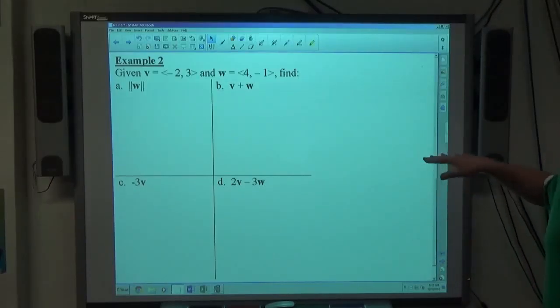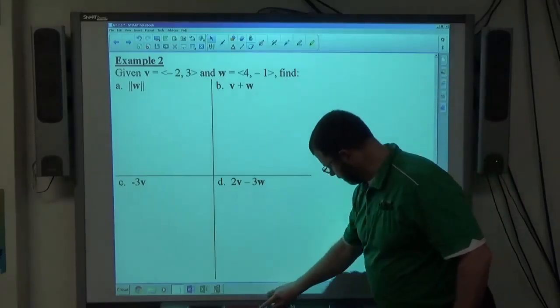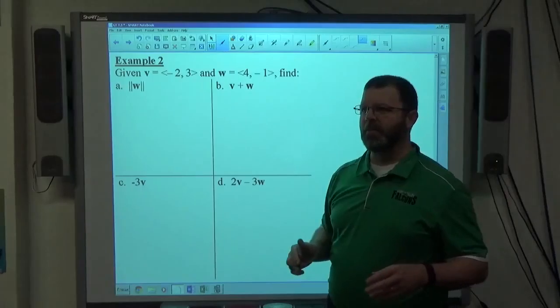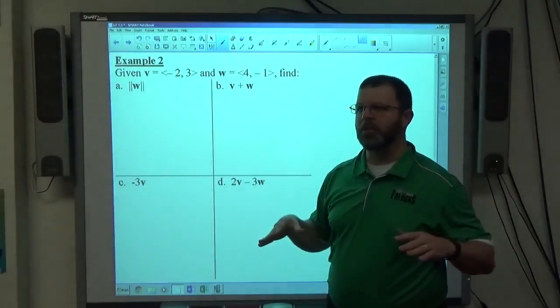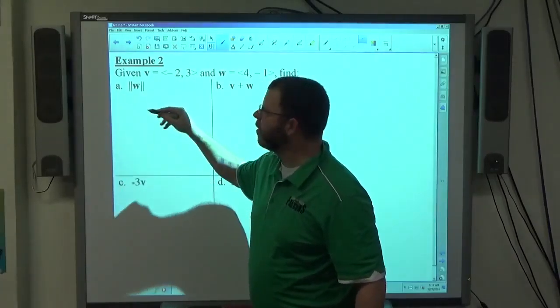Okay, example 2, we have some vector operations to deal with, and the first one is a new operation. You've never seen this one before. It looks like absolute value bars, but it's like more powerful absolute value bars. It's like double absolute value bars. This is the magnitude operation.